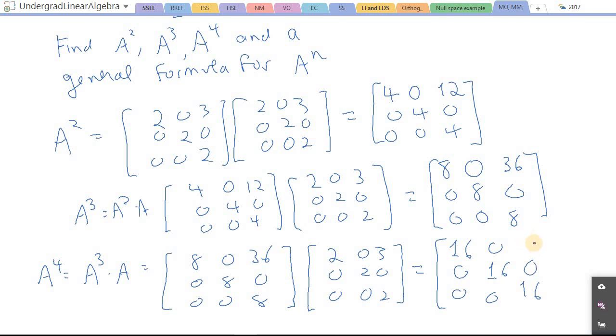And this entry here is going to be the first row times the last column, which is 8 times 3, 24, plus 2 times 36. So that's 24 plus 72, 78. Looks like 98. Okay, let me double check that. 24 plus 72 gives me 76. Hang on. 24 plus 72. That's going to give me 96, not 98. Okay.